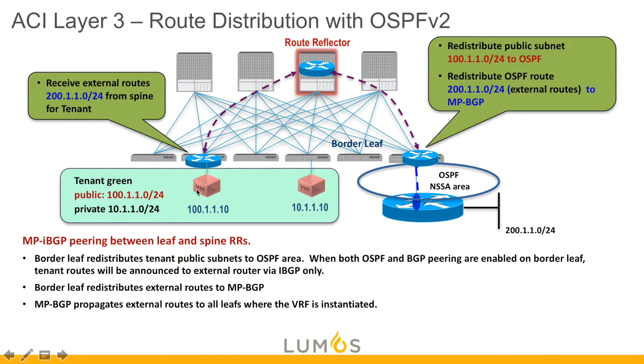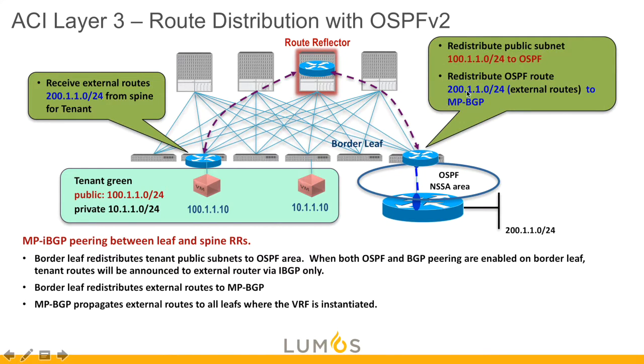We had a VM on each one. So 100.1.1.10 is attached to this leaf. This leaf redistributes the route through the route reflector to the border leaf and then announces it out, summarizes it out through to the router. So the router sees the 100.1.1.0/24 on that interface.